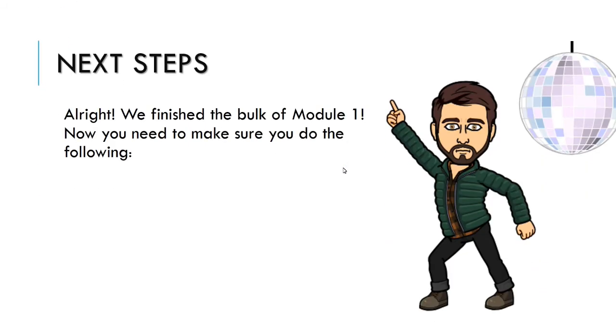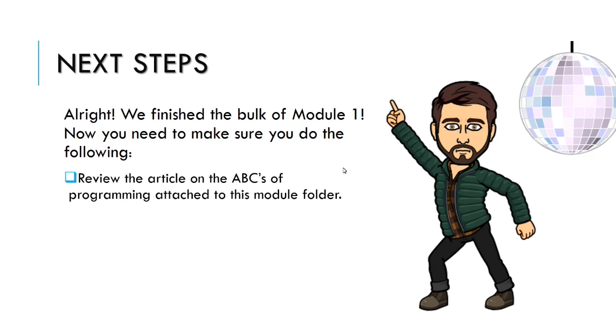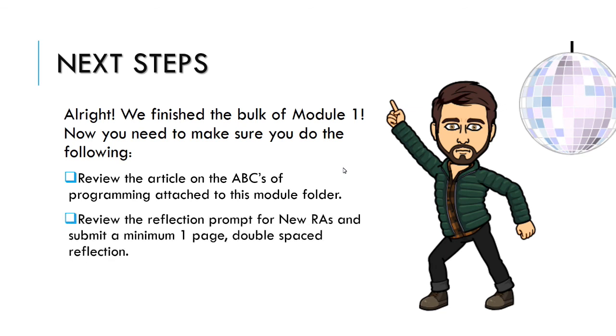All right, so that wraps it up. You finished. Hooray! So we're not officially done with your first module. These are the next steps. I'd like you to review the article that we attached below here. It's called The ABCs of Programming, and you can see it attached to the folder. So review that article, make sure you read that, and then we want you to review the reflection prompt for new RAs and submit at least a minimum of a 1-page double-spaced reflection.